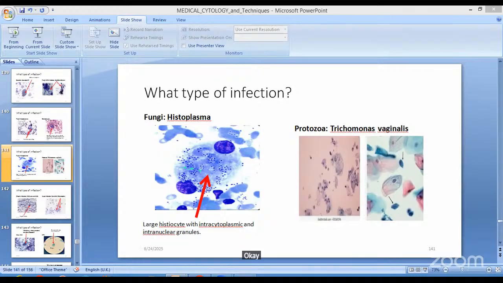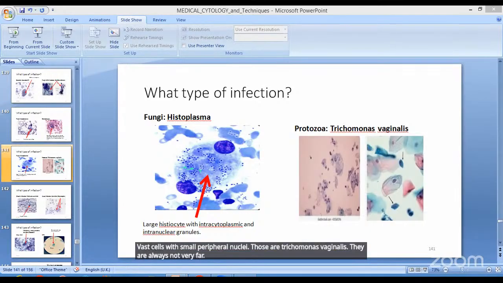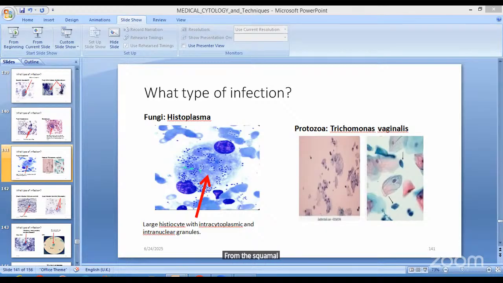Okay, more, is it infectious? Protozoa, Trichomonas vaginalis, they are oval. You can see the arrow pointing, the small arrow pointing at those cells, oval cells with small peripheral nuclei. Those are Trichomonas vaginalis. They are always not very far from the squamous cells they want to infect and eat up. Their target is always to eat up the squamous cells.